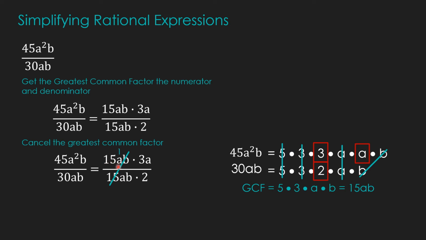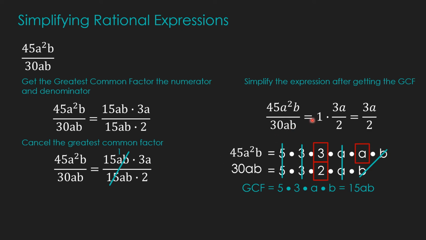Because again, 15ab divided by 15ab is just equal to 1. And to simplify the expression after getting the GCF, this will be 1 already. So this will now be equal to 1 times 3a over 2. So we have 1 times 3a over 2, and that is equal to 3a over 2. And this means that the simplified form of this rational expression 45a squared b over 30ab is actually equal to 3a over 2.